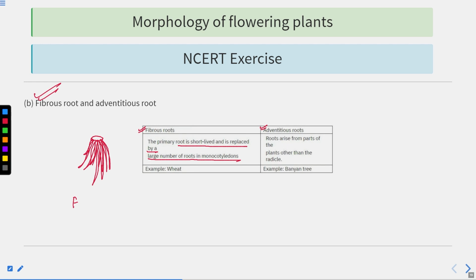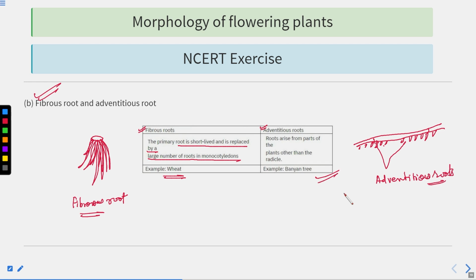So this is the fibrous root system, and the best example is wheat. Now, in the case of adventitious roots, the roots arise from parts of the plant other than the radicle. This is the stem region, nodal or internodal. Some roots come out from the base of the stem, just to cling to any substratum or to get an attachment. So this is the adventitious root, and the best example is the banyan tree. In the banyan tree, you can see such adventitious roots.